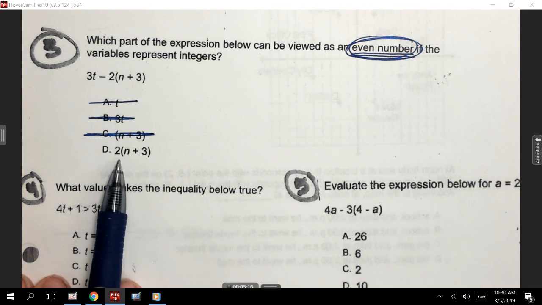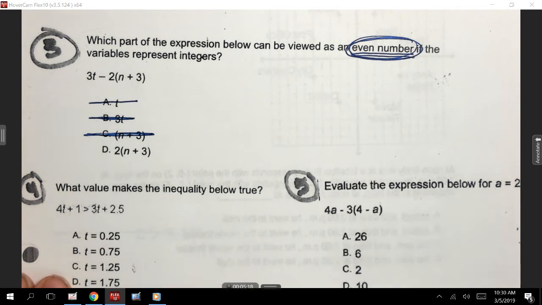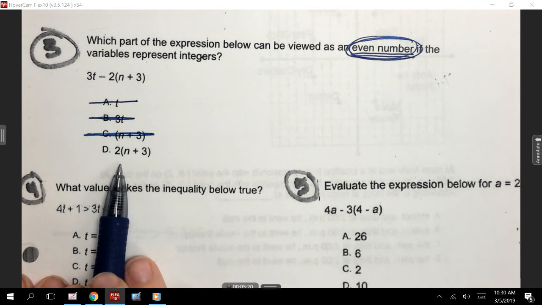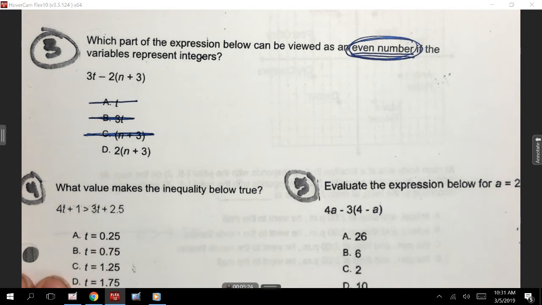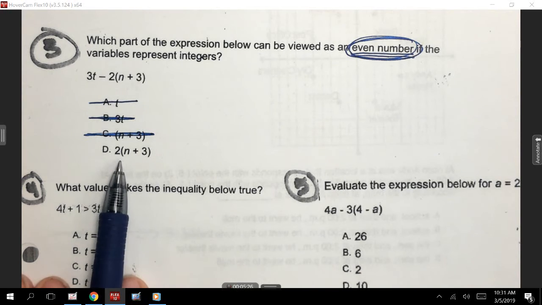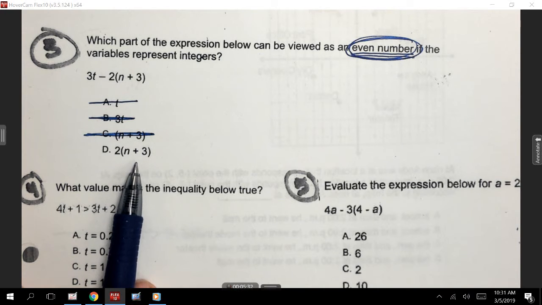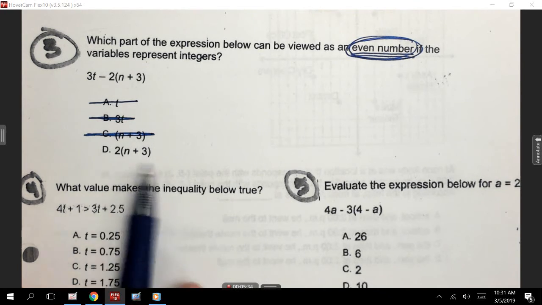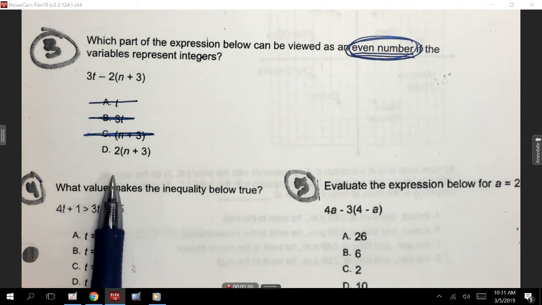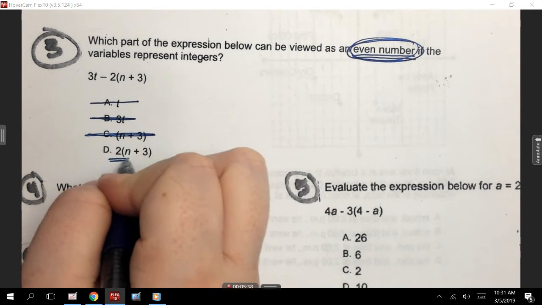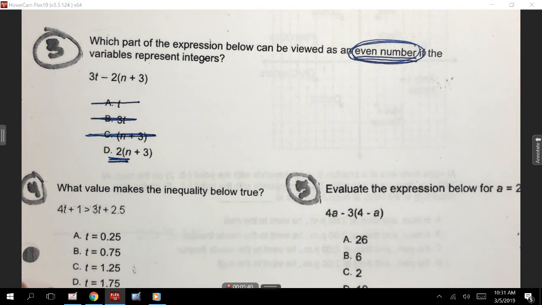Yes. 2 times 5, 10. It's even. 2 times 8, 16. It's even. 2 times 3, 6. It's even. 2 times 2, 4. It's even. It's always, always even. So that's going to be the best choice because we're multiplying by 2. It's going to give me an even number.